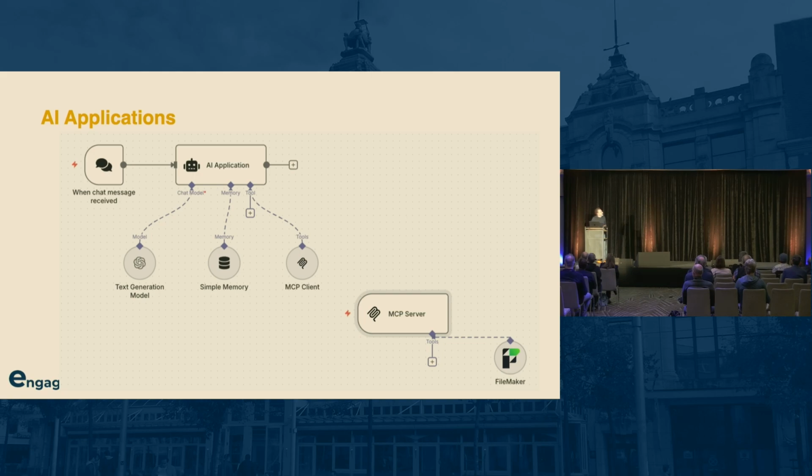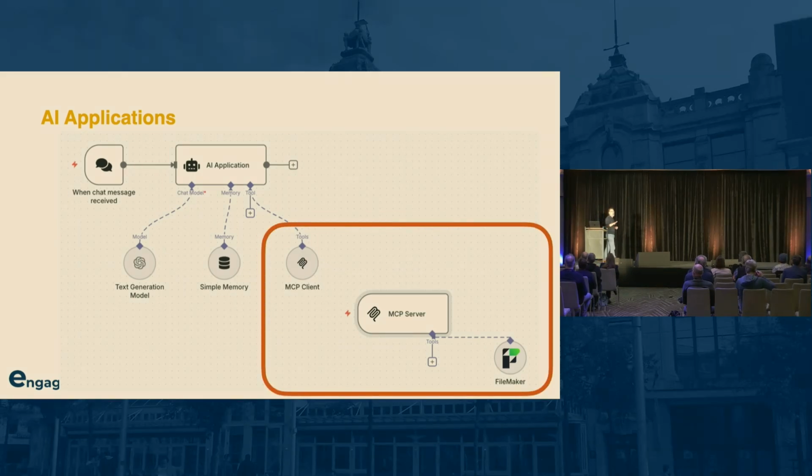We'll expand that AI application to something like this, right? Pretty much all AI applications today have a built-in MCP client, meaning they understand the protocol, they know how to speak the protocol, if you will, speak the language, to talk to an MCP server, and it's at the MCP server level that you hook up your FileMaker solution. So that's where we will end up.